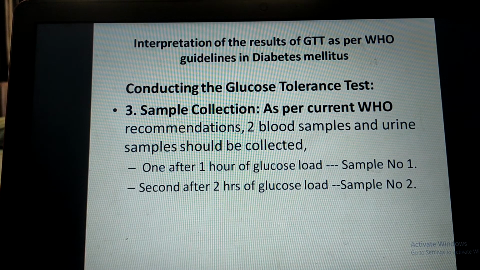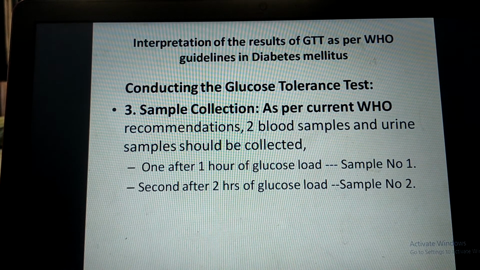After glucose load, you have to collect 2 more samples of blood and urine. One after 1 hour of glucose load, named sample number 1. The second after 2 hours of glucose load, named sample number 2. We have to collect both urine sample and blood sample.